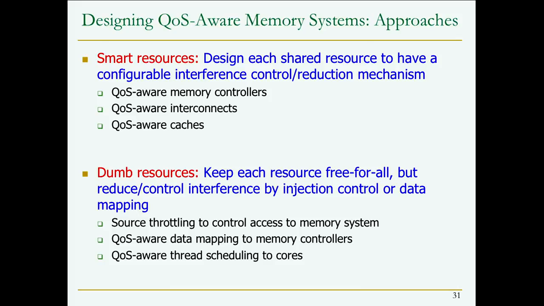But you reduce and control interference by controlling something else in the system, by controlling the injection into the system, which memory requests get injected, which threads can inject, and by controlling the data mapping, such that things are isolated from each other as much as possible. So we'll cover this approach as well. And it turns out, I'll give you the result, you really want both of them if you want quality of service. And people are still trying to figure out what is really best.